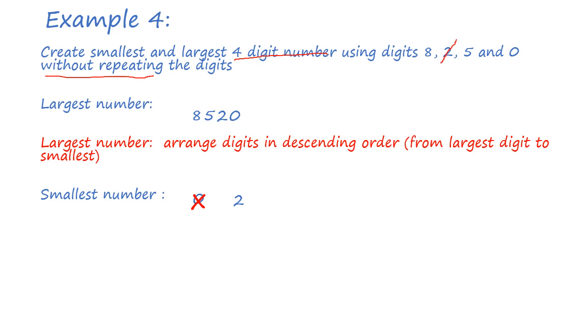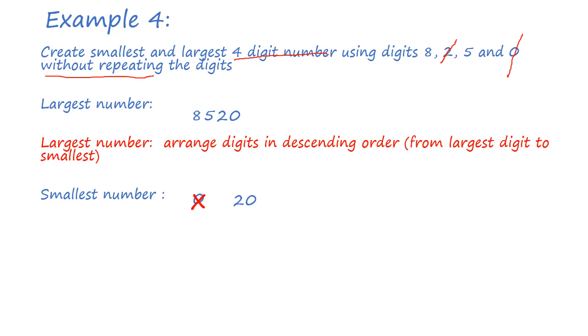Now at hundreds place, what digit should I put? So I have to put the smallest among the available digits. Can I put 0 here? Yes, I can, because once I have taken care of the leftmost digit, which is non-zero, I can use 0 in the remaining digits. So I'll put 0 in hundreds place and let me strike that out.